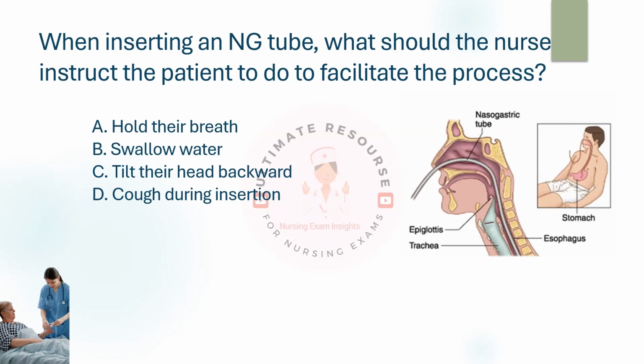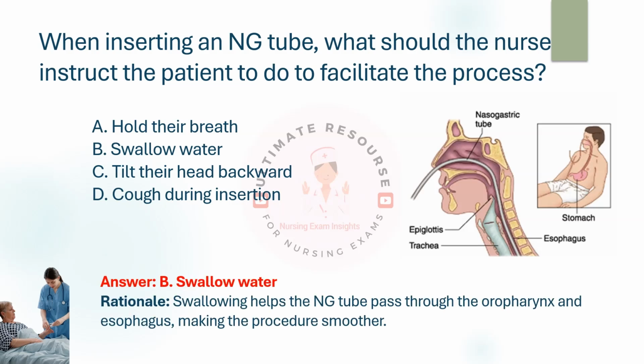When inserting an NG tube, what should the nurse instruct the patient to do to facilitate the process? Options are A. Hold their breath, B. Swallow water, C. Tilt their head backward, D. Cough during insertion. Answer is B.